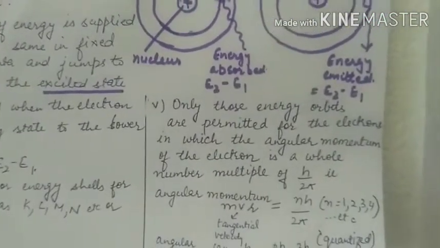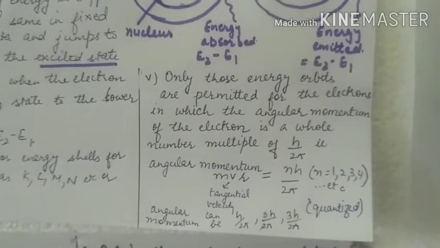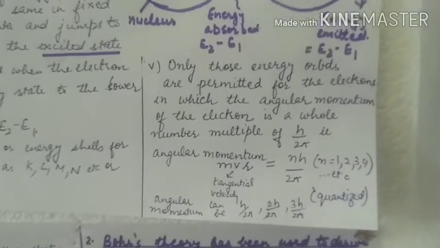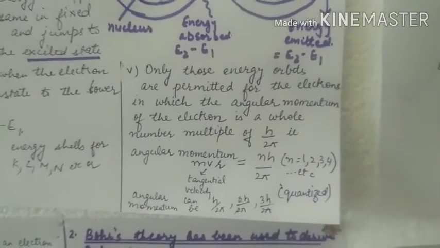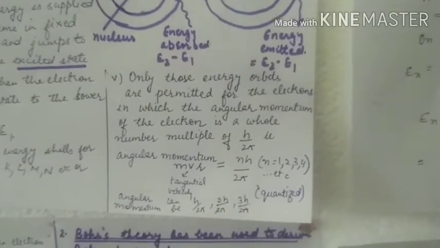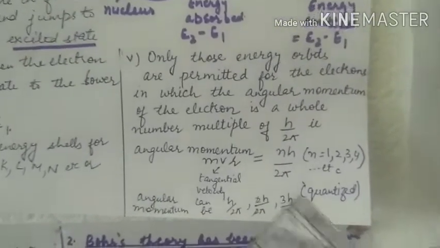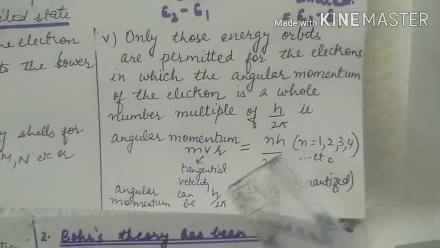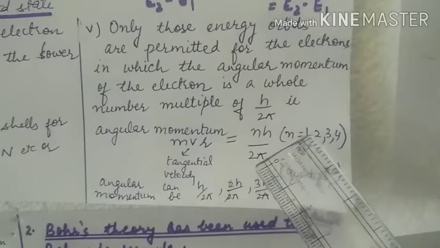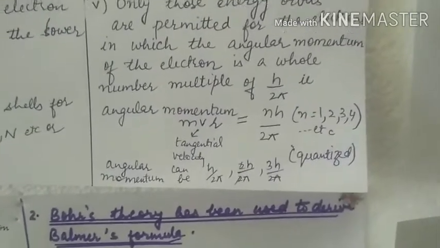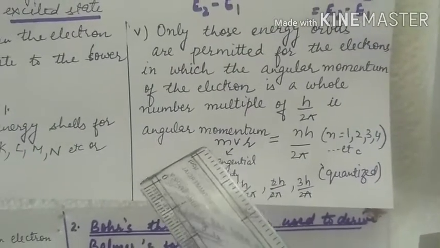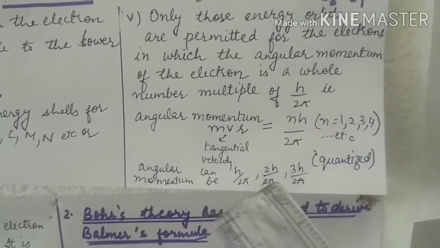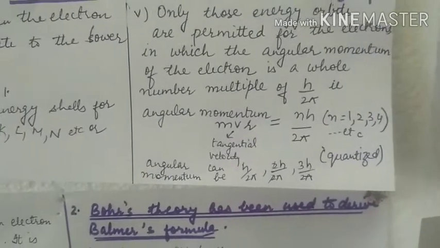Then the next postulate: only those energy orbits are permitted for electrons in which the angular momentum of the electron is a whole number multiple of h by 2 pi. That is, angular momentum mvr is equal to n into h by 2 pi, where n is 1, 2, 3, 4. So m is the mass of the electron, v is the tangential velocity of the electron, and r is the radius of the orbit in which the electron is present.